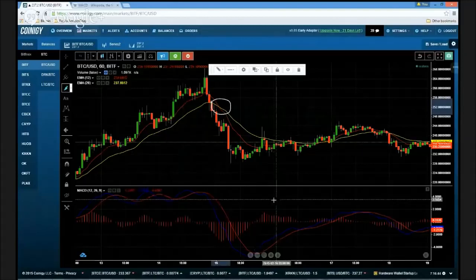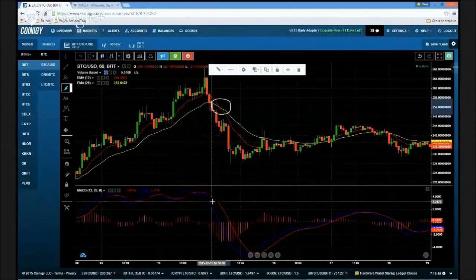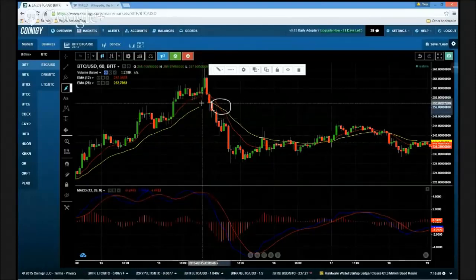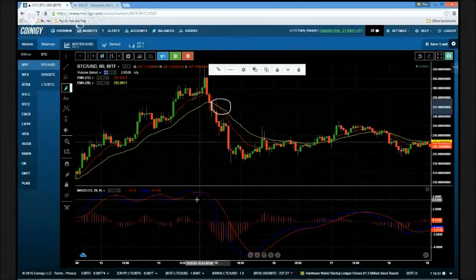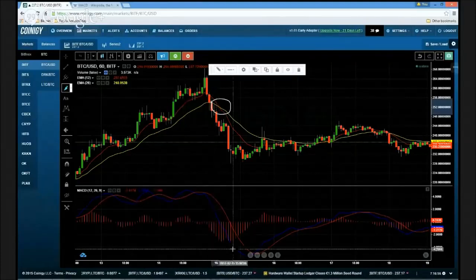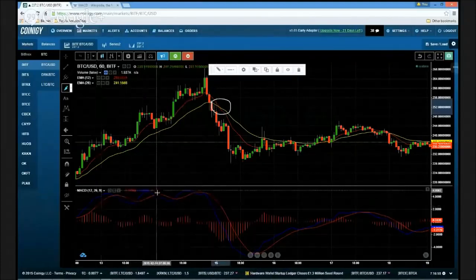So it's a little tricky to wrap your head around, but the long and short of it is: the blue line is a relationship between two moving averages. The red line is a moving average of that relationship. And as you can see, it gyrates.